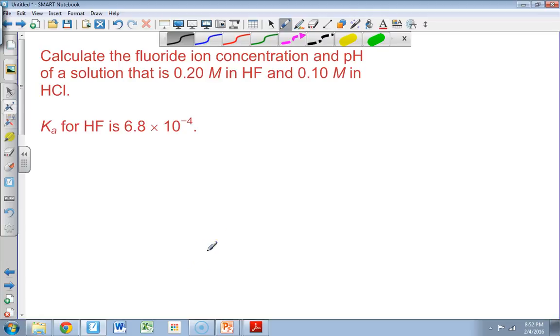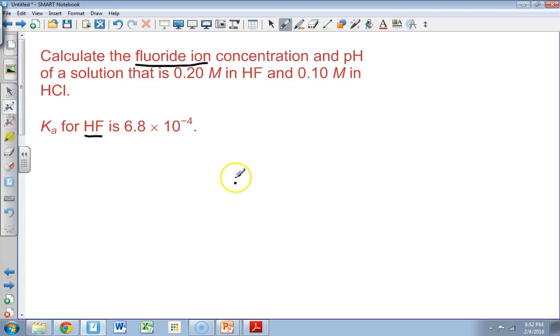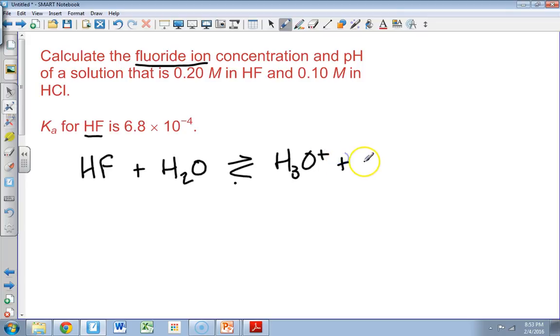Once you have copied and pasted this here, now we can do some math, or some chemistry. We want to calculate the fluoride ion concentration. Well, the fluoride ion concentration is dependent on the weak acid equilibrium of HF plus H2O in equilibrium with H3O+ plus F-.